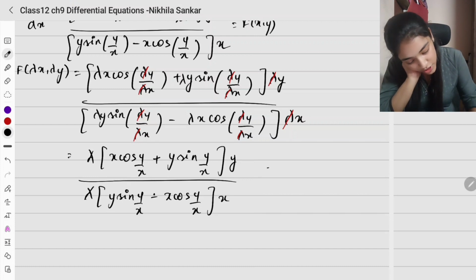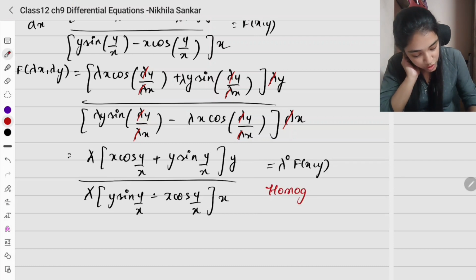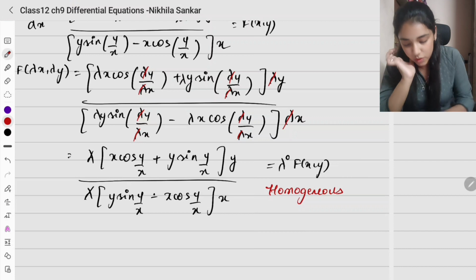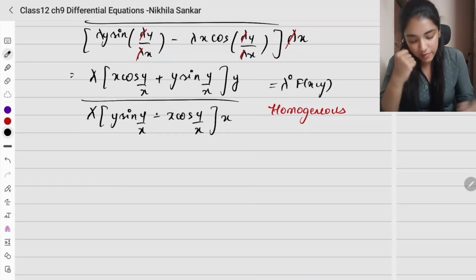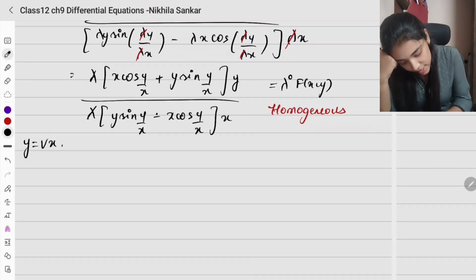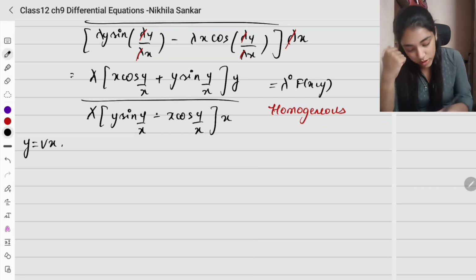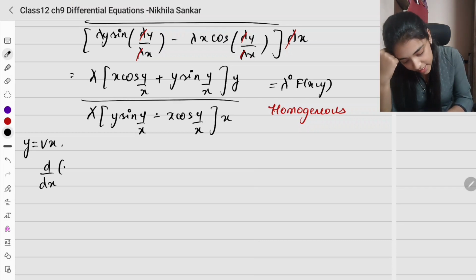Okay, in the lambda cancel achna, I'll have lambda to the power 0 of f of x, y. So what is this? This is homogeneous. Now we are going to substitute y by vx. So y equals vx. Okay, when I do the substitution, d by dx of vx equals, what is there on this side?